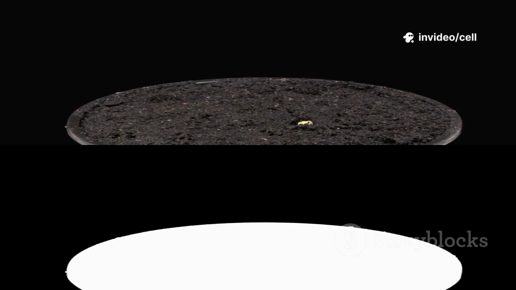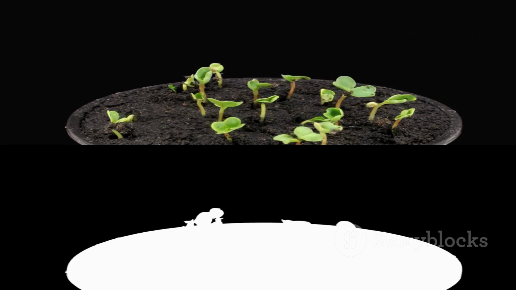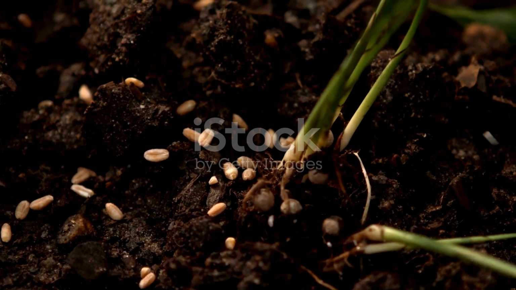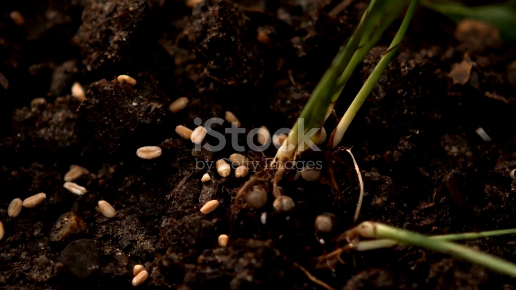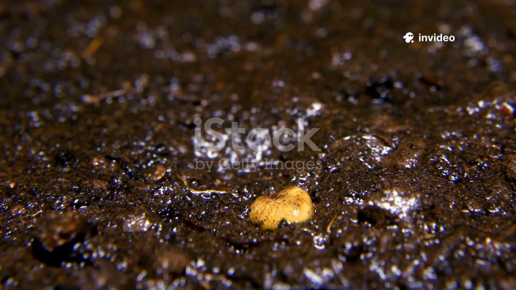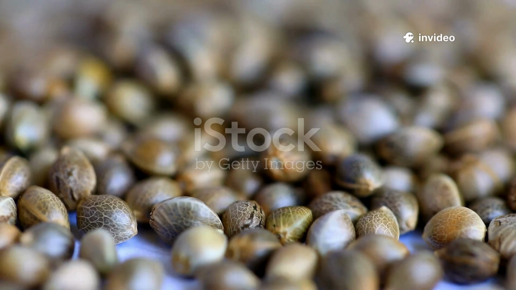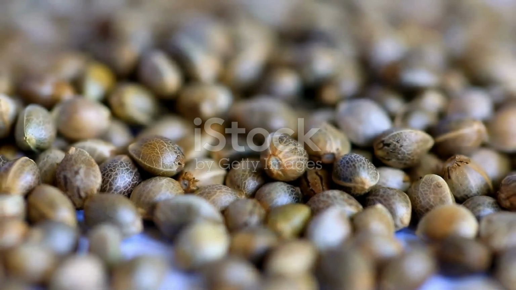Radicle emergence, root growth. The first visible sign of germination is usually the emergence of the radicle, which is the embryonic root. It breaks through the seed coat and grows downward, anchoring the seedling and beginning to absorb water and nutrients from the soil. Seed germination is the fundamental process by which a seed develops into a new plant, seedling. It's a complex biological event that requires specific environmental conditions.